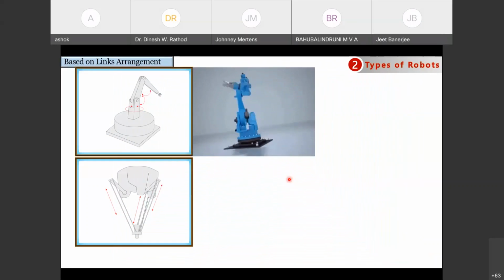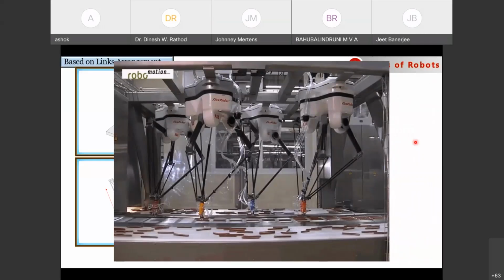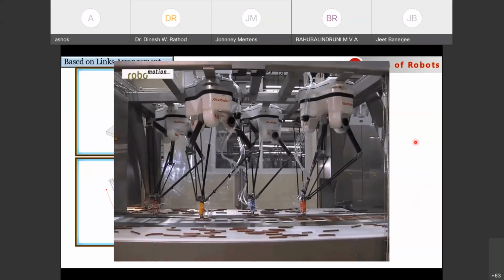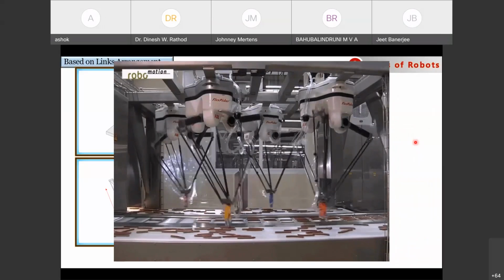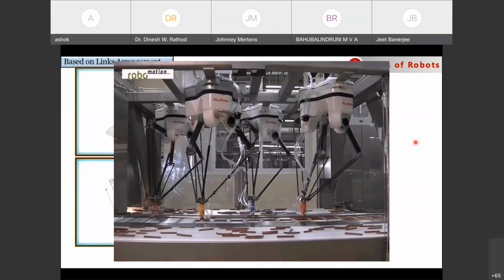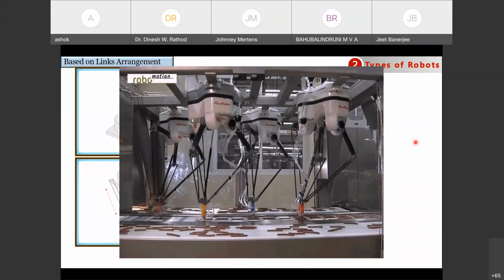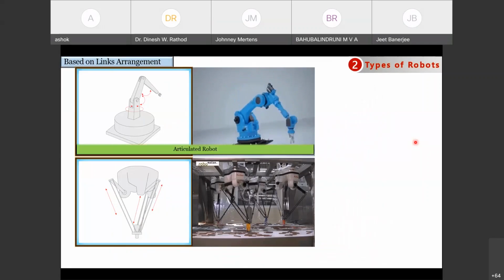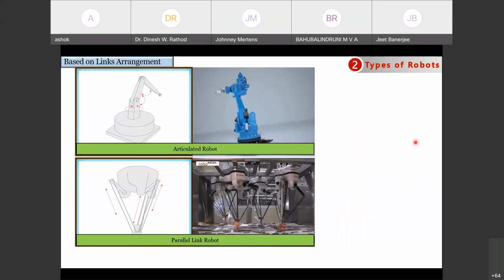And regarding the parallel link robot, it has some limitations actually. Where we need high speed operation, in such applications this kind of parallel link robot is used. Especially these robots are used in the food industries for sorting and selecting products or any kind of items. So these are the two types. Based on the link arrangement, the types are nothing but the articulated and parallel link robot.